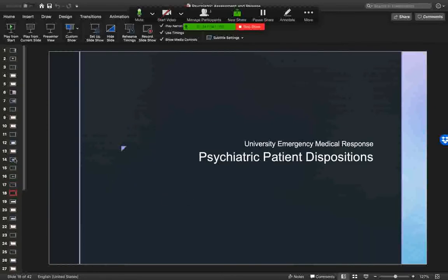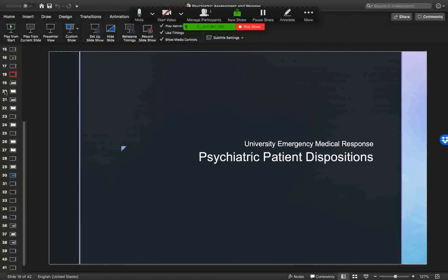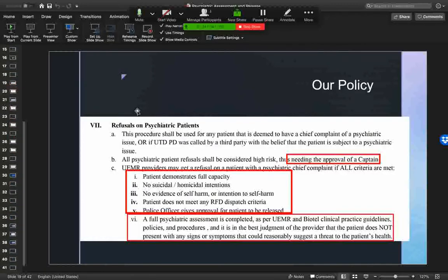Alright, so this is moving on to part 2 of the course, psychiatric patient dispositions. Our policy, and this is UEMR specific, guys: refusals on psychiatric patients. All psychiatric patient refusals are high risk and need the approval of a captain. Every single psychiatric patient, whether that be anxiety, or if you deem the chief complaint is psychiatric in nature, a captain needs to approve it. For us to get a refusal on them, all the criteria needs to be met.